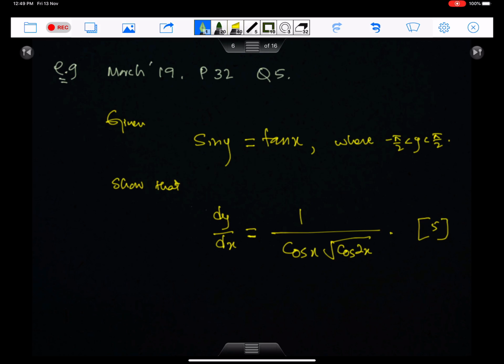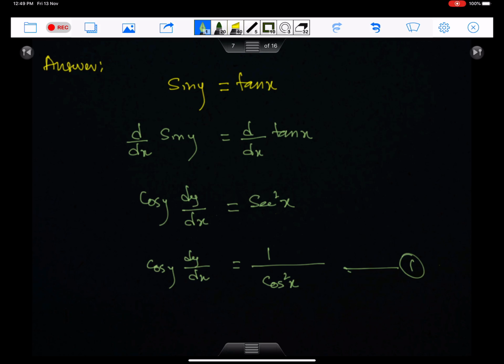An example from March 19, paper 3-2. This is example number 1. March 19, paper 3-2, question 5. One of the most important questions of implicit function. Well, sine y is tan x, this is given, where y varies from minus pi by 2 to pi by 2. We need to show this thing. A lot of trigonometry is required, so you must be good at trigonometry.